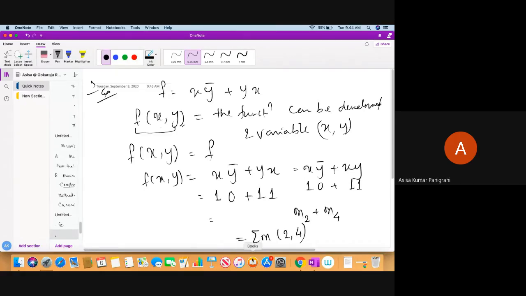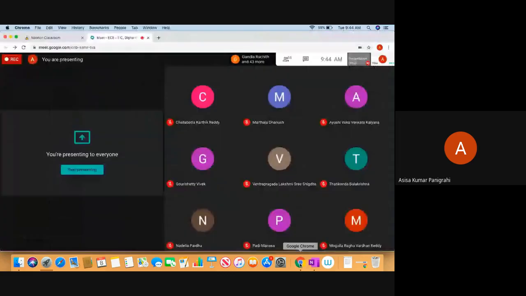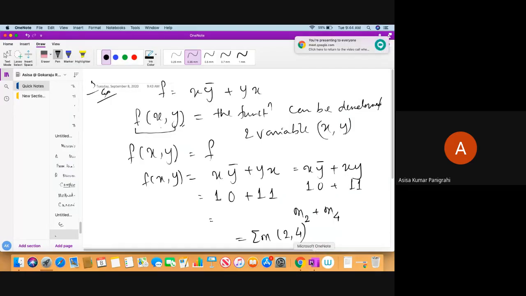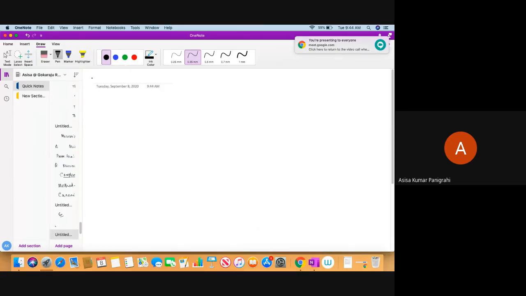Any doubt, students? Please let me know immediately. Any doubt on this? Immediately, how we have represented our min terms and a function, from the min term to the function. Okay, next we'll see another example. Let's say example number 4.